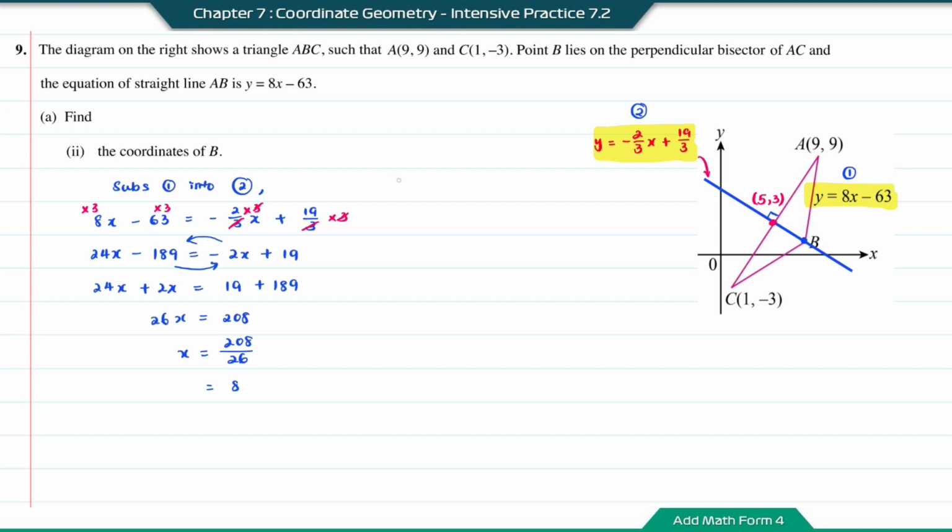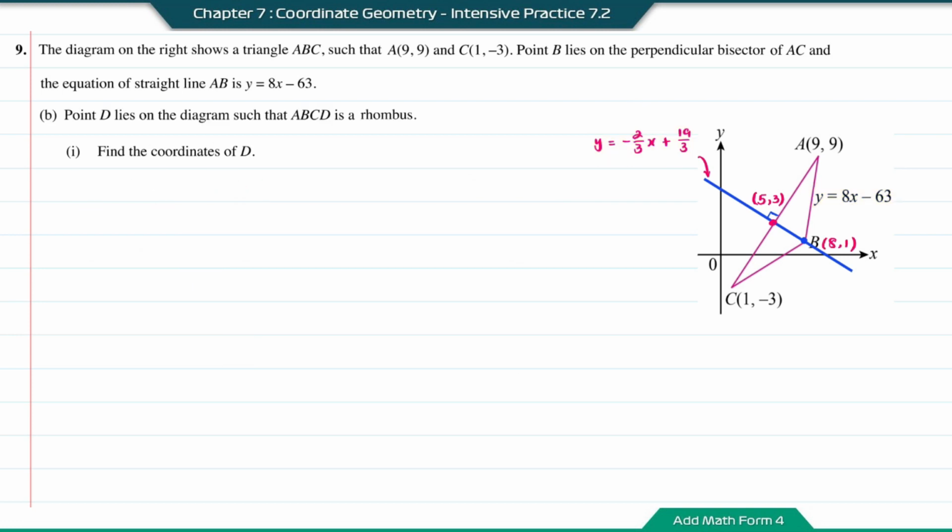To find the coordinate y, I'm going to substitute x equal to 8 into equation number 1. So y is equal to 8 times 8 minus 63. This is the same as 64 minus 63. So y is equal to 1. Therefore, the coordinate of B will be (8, 1).